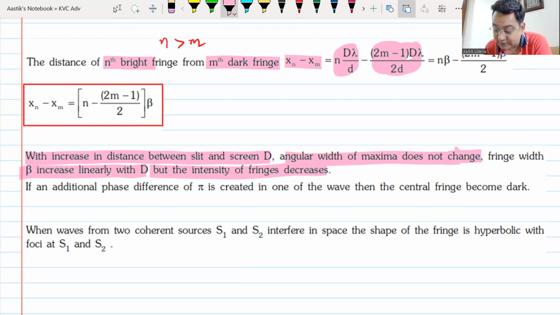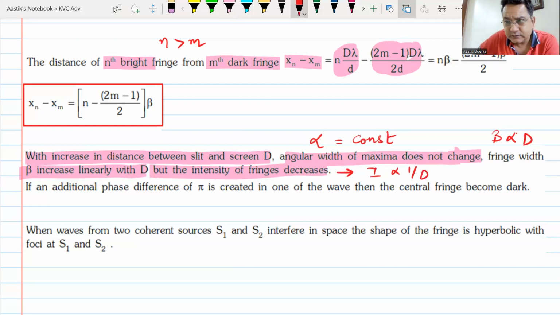The angular fringe width does not change. So theta alpha of bright fringe will remain constant, but beta is directly proportional to capital D, so it will increase. The intensity will decrease because if you go farther, the light will become less and less intense. I've told you how intensity varies with distance. If it is a point source, it is inversely proportional to 1 by d square.